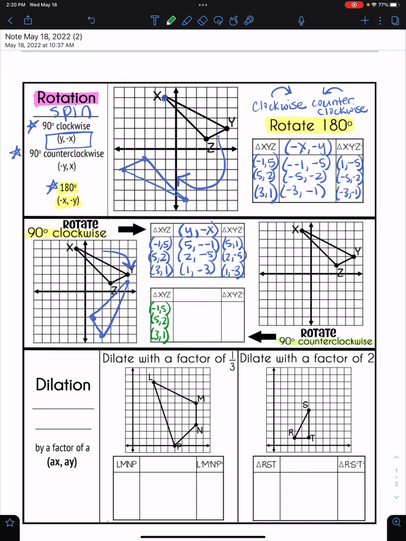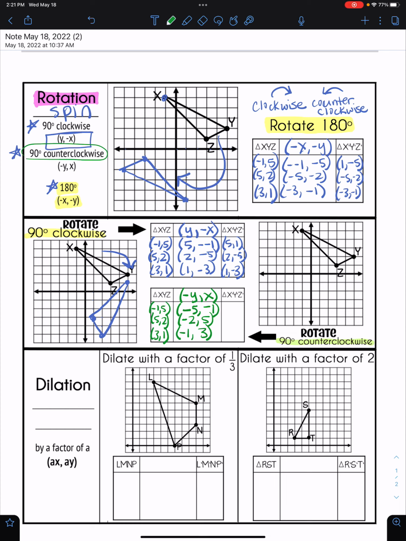And then when I'm doing a counterclockwise 90 degrees, I'm putting the Y in front and taking the opposite and moving the X part to the second spot in my ordered pair. No, I did that wrong, didn't I? Let's try that again. We're going to move the Y to the front and do the opposite of X, and put the X in the back. There we go. Move the Y to the front, do the opposite, put the X in the back.